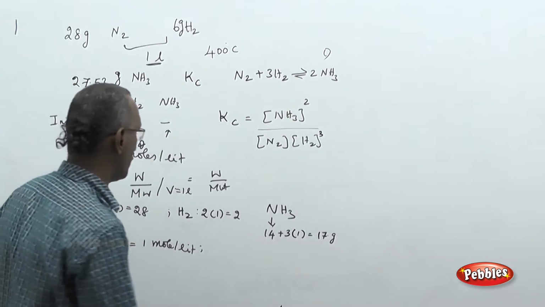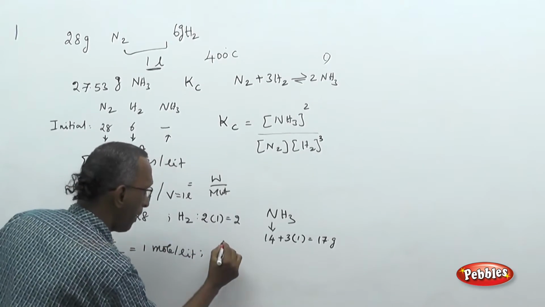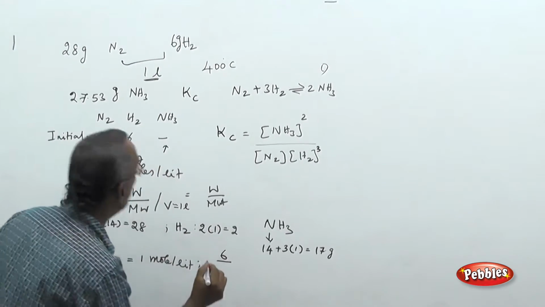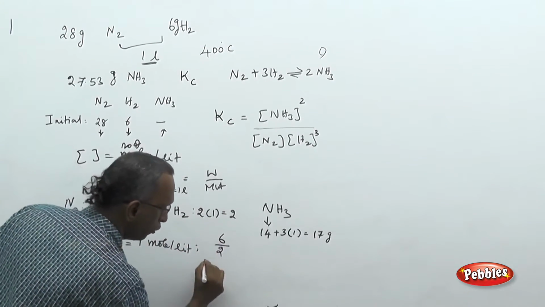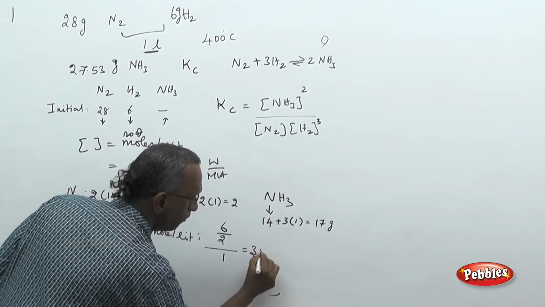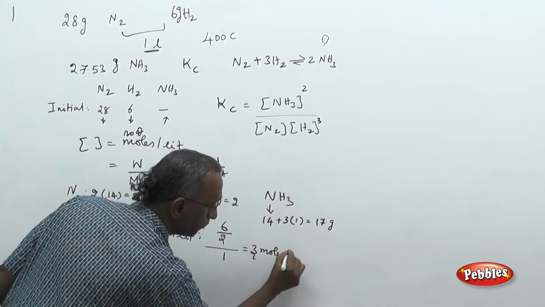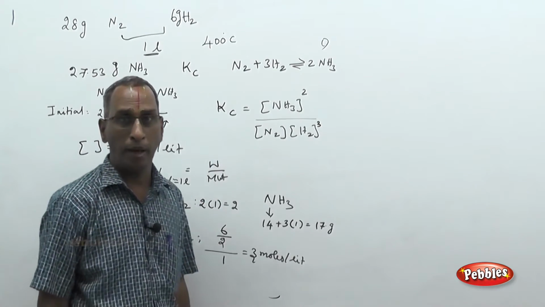Now for hydrogen, 6 grams are taken. So 6 gram divided by its molecular weight, which is 2, total divided by 1 liter. So 3 moles per liter. Hydrogen is 3 moles per liter.